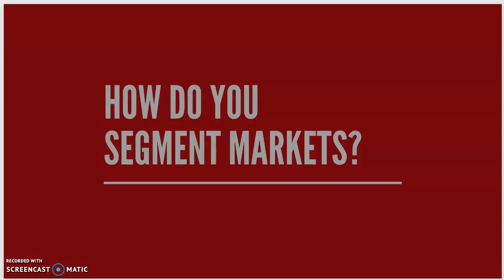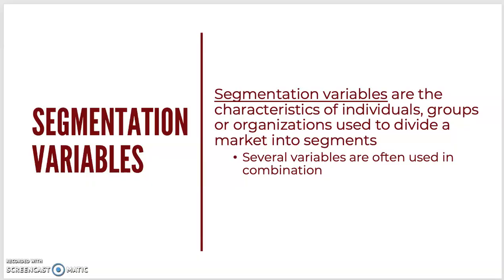Okay. What does this entail? Well, there are different ways you can do it. First, you're going to use segmentation variables. These are characteristics that are used to divide markets into segments. So as we go along, you'll see, and these are never mutually exclusive. Just because you use one does not mean you cannot use any others. They can be used in combination together.